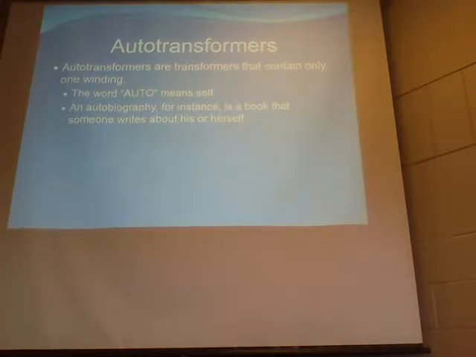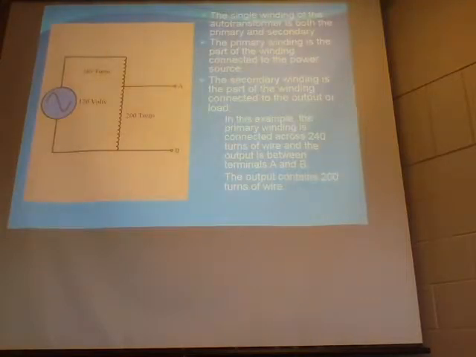Auto transformers are transformers that contain only one winding. The word auto means self, and an autobiography, for instance, is a book that someone writes about his or herself. The single winding of the auto transformer is both the primary and the secondary. The primary winding is part of the winding connected to the source. In this case, the source is connected across 240 turns. The secondary winding is part of the winding connected to the output or the load, from A to B. The output contains 200 turns of wire.